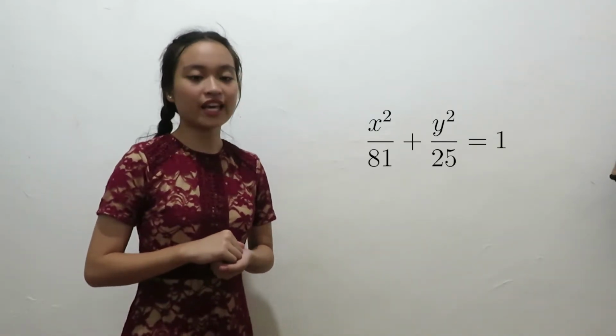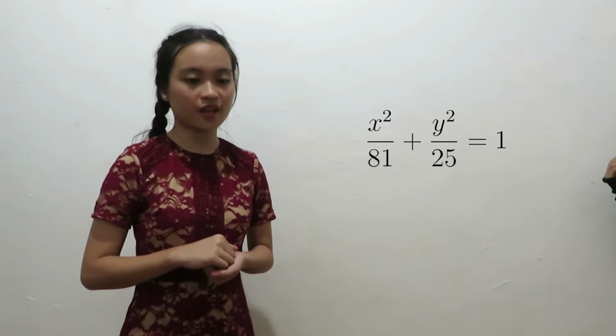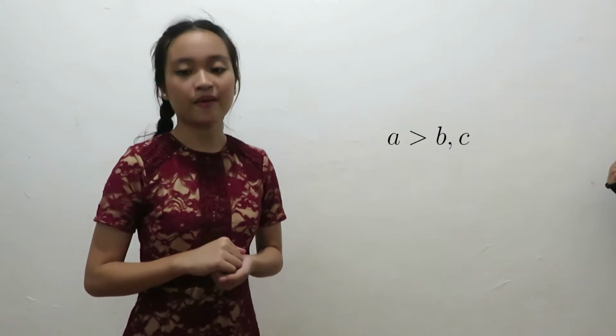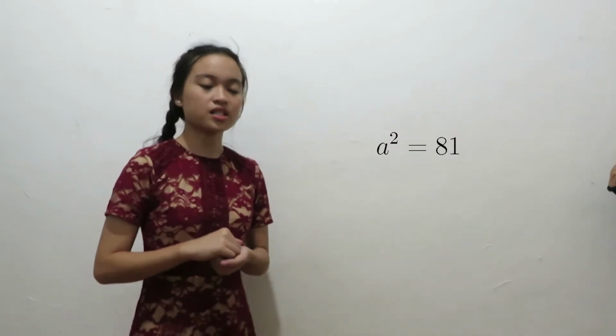Here is the example of an ellipse using the horizontal formula. Given x squared over 81 plus y squared over 25. Step 1. Find the center. The center is at the origin. Step 2. Find the values of a, b, and c. Remember, a is always bigger than b and c. a squared is equal to 81.